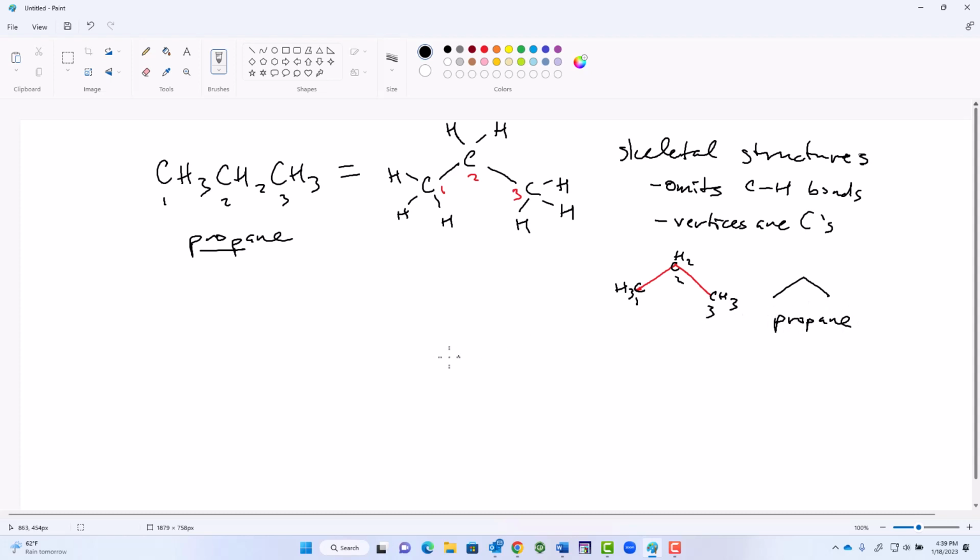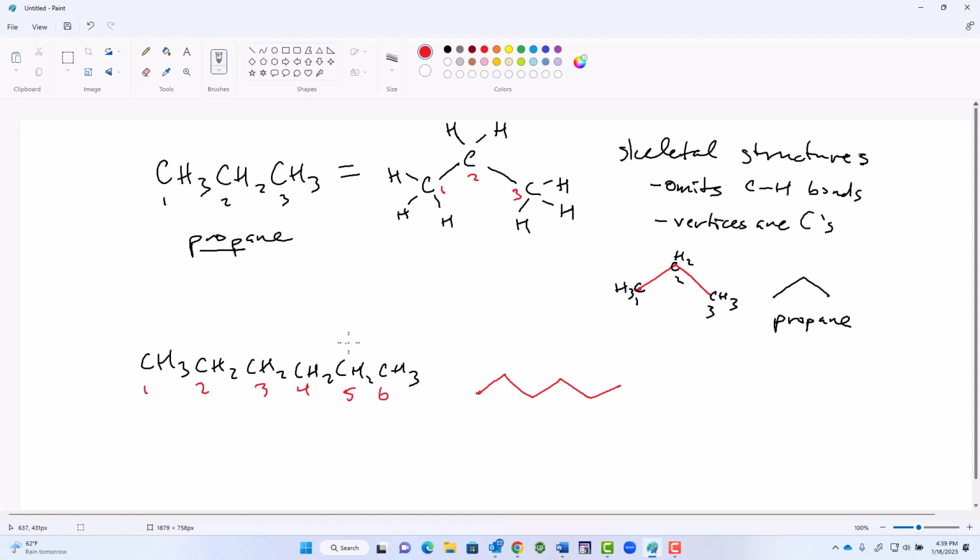propane. If we were to draw a longer structure, say we have CH3, CH2, CH2, CH2, CH2, CH3. What we would do is count the carbon chain. We see we have 1, 2, 3, 4, 5, 6 carbons in the chain. And we would draw a 6-carbon chain zigzagging along until we get to the end. So we have 1, 2, 3, 4, 5, 6. And remember, all of the bonds that are not drawn are drawn to hydrogen.